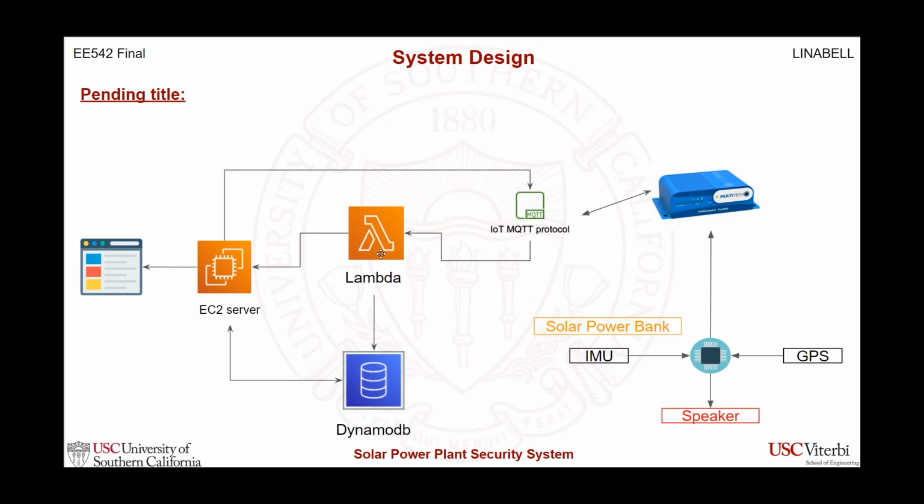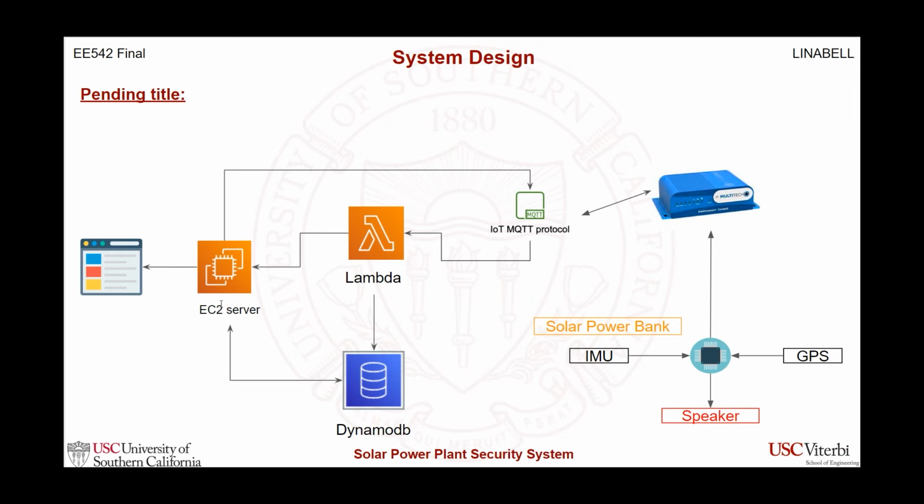The Lambda function will analyze the data and decide if the solar panel is moved or not. Then Lambda will write data to the database in the AWS. And the EC2 instance will query the database from time to time. And in EC2, we will deploy a website server.